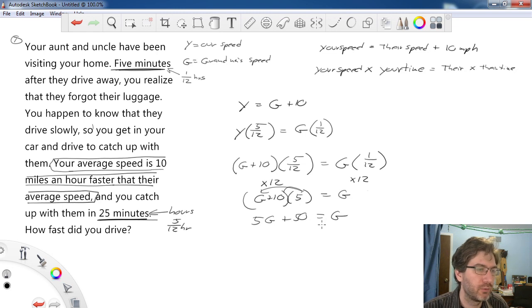You're then going to get your g's together by subtracting 5g over here and subtracting 5g over here. This is going to become 50 equals 1g minus 5. I made a mistake here, because I shouldn't be getting a negative number. What did I do wrong? Did I read wrong again? 5 minutes after they leave.